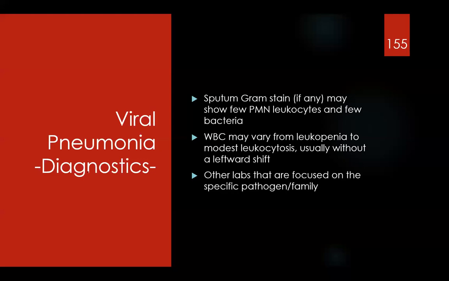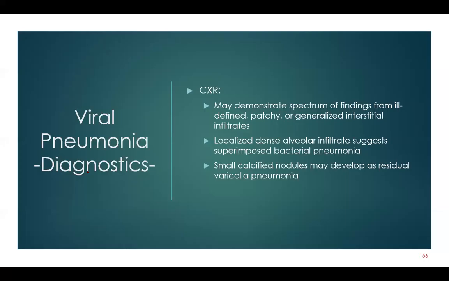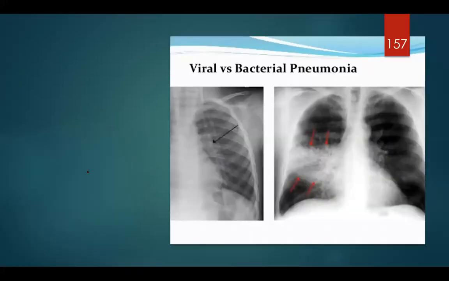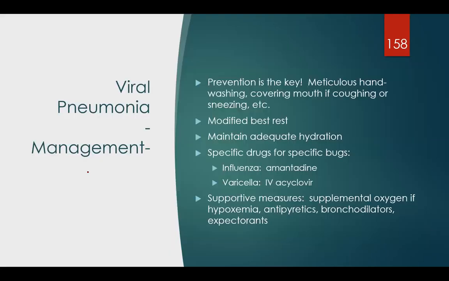Other labs are focused on identifying the specific pathogen or family. The chest x-ray is actually going to be less localized than a lobar pneumonia. It's going to be patchy, generalized interstitial infiltrates, maybe spread throughout the entire chest x-ray. You can see some small calcified nodules with residual varicella pneumonia. Here's a viral infection. See, there's just this kind of interstitial schmutz. And then on the right there, you've got a middle lobe pneumonia. Pretty obvious there.